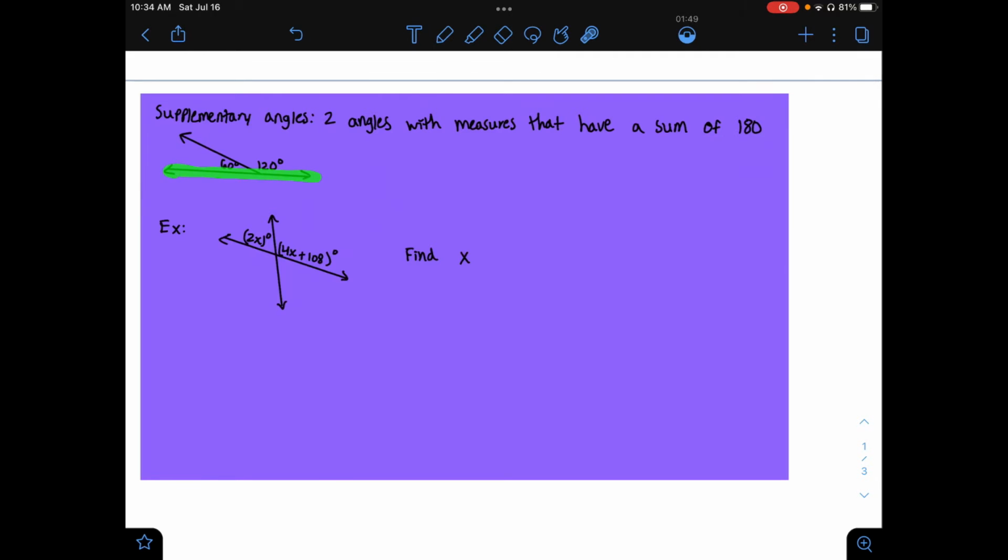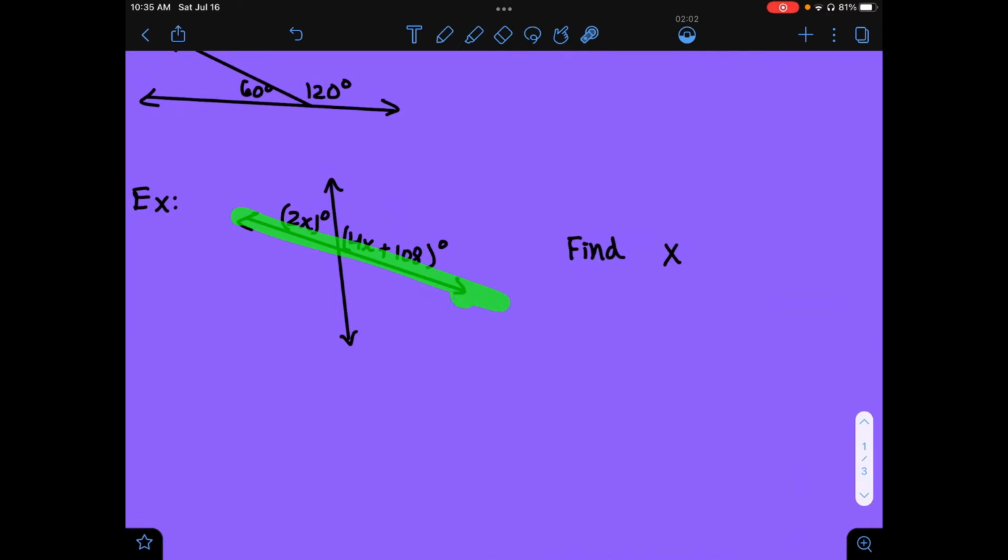So we have a line right here, so this angle and this angle will equal 180. As you can see, we have 60 degrees and 120, which adds up to 180. Using that, we're going to try to find x in this example here. Since we have a line right here, we know that these two angles are going to add up to 180. So we can do 2x plus 4x plus 108 is equal to 180.